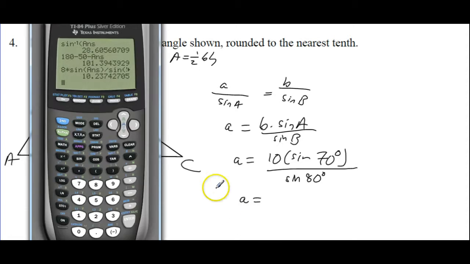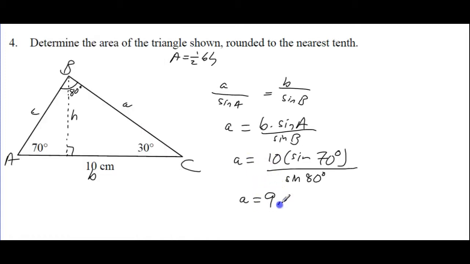Now remember, we're going to use this calculation later, so we're just going to keep it in our calculator. 10 sine 70 divided by sine 80, enter. You don't really need to close that. So 9.54, what was that again?